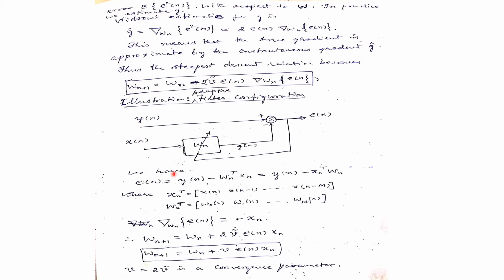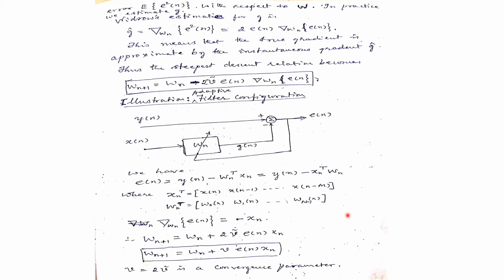So the error signal is y(n) minus g(n), which is nothing but w(n) transpose x(n) or x(n) transpose w. Therefore y(n) minus g(n) turns out to be this equation. x(n) transpose is basically this, which we have already seen, the delayed elements of the delayed sequences.